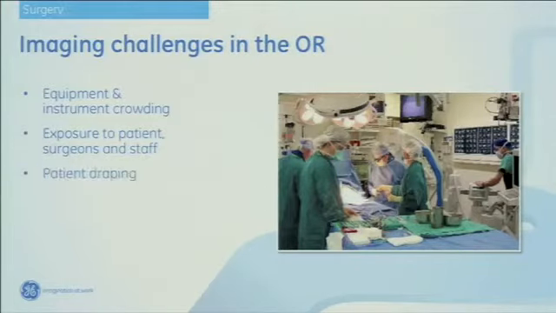There are circulating nurses, surgical techs, and anesthesia. There's equipment moving in and out of the room, patient draping, and unique instrumentation in the field. Not to mention, the patient is undergoing a surgical procedure while being imaged. All of this and more pose remarkable challenges for achieving good imaging.